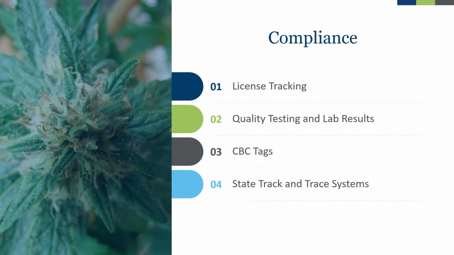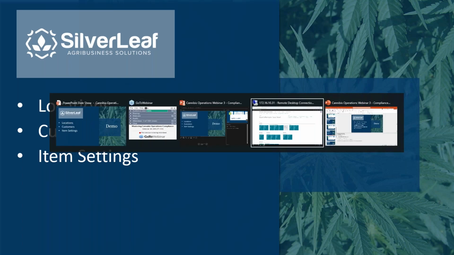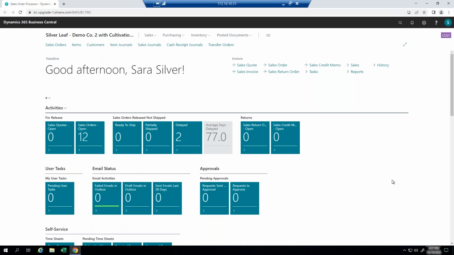Okay, so these are the features of our compliance solution that we're going to be talking about today. Let's go ahead and dive in. We'll start with license tracking. So I'm just going to hop over to the demo right away. I'm in Business Central, or Silverleaf, right now. And I want to first talk about licenses.